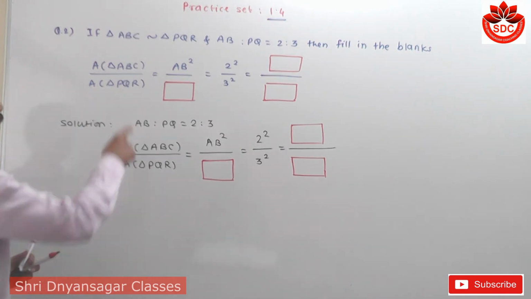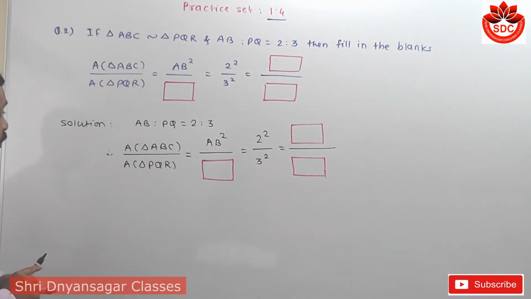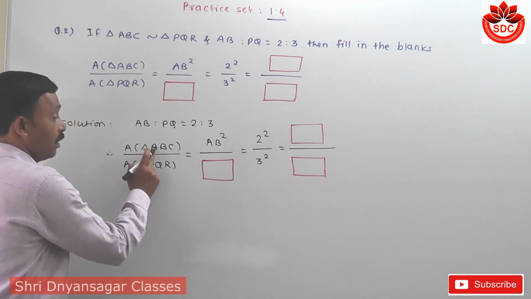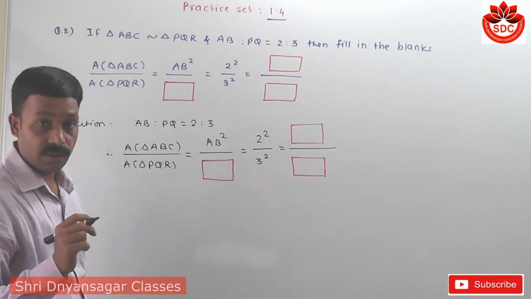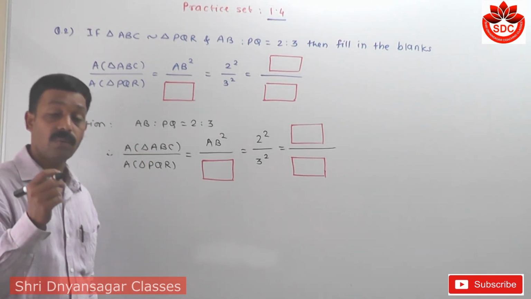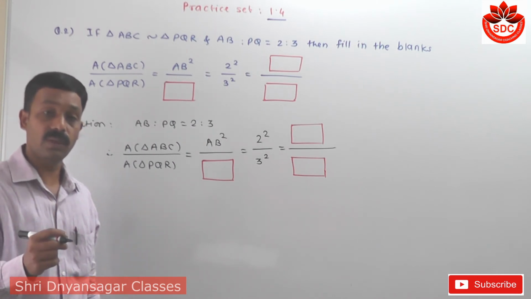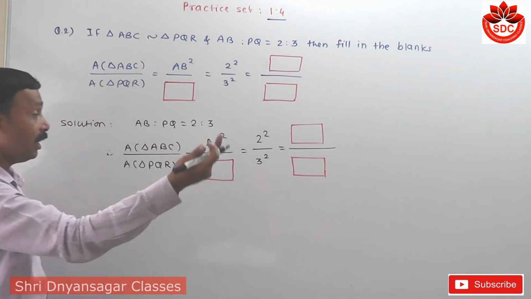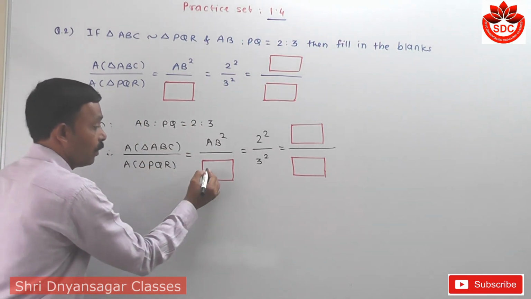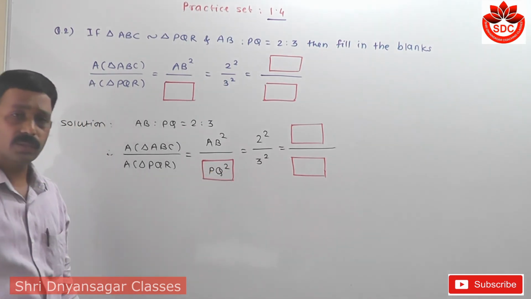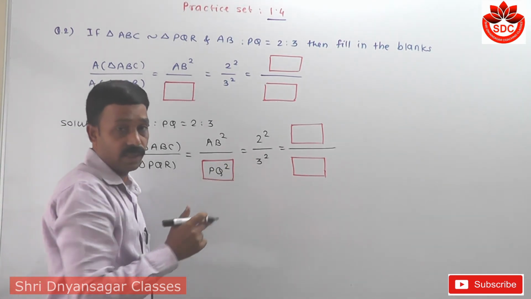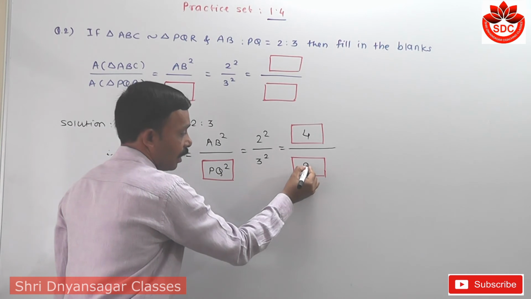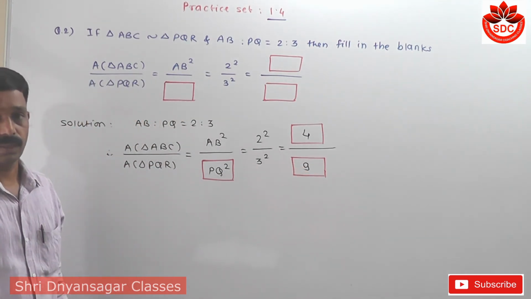Okay, now here these two triangles are similar, so their corresponding sides are also in proportion. Meaning if two triangles are similar, then the ratio of areas of the two triangles is equal to the squares of their corresponding sides. So here one side square is given, so the corresponding remaining side is AB then PQ, meaning PQ square. Then here is 2 square and 3 square is already given. Then the square of these two is 4 and 3 square is 9. This is our answer. Can you understand this?